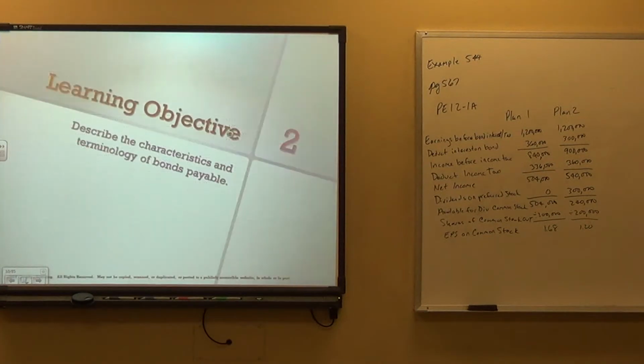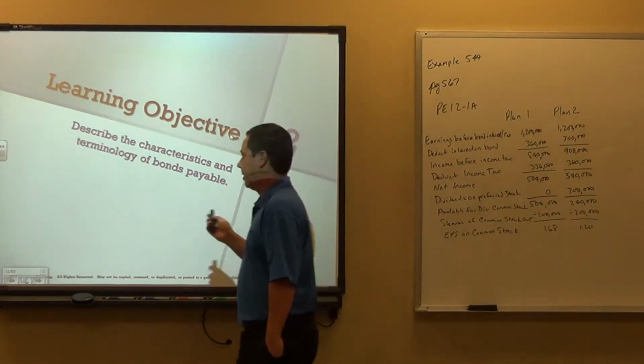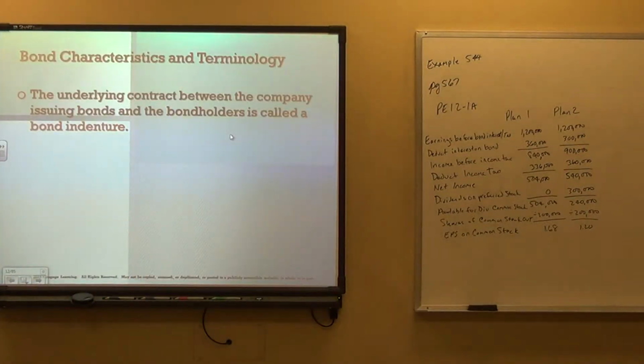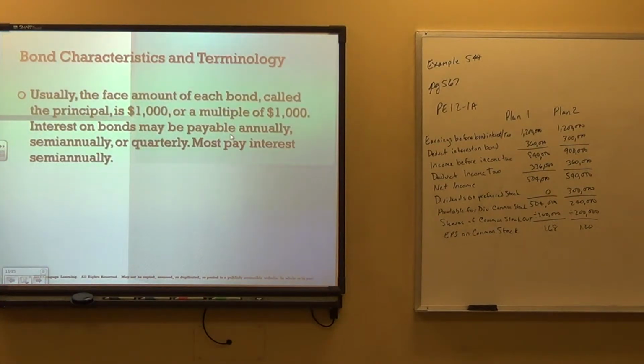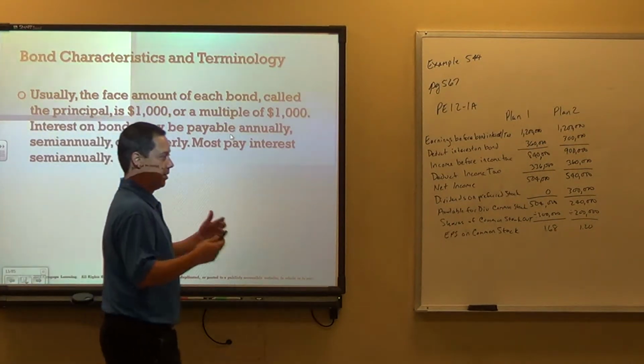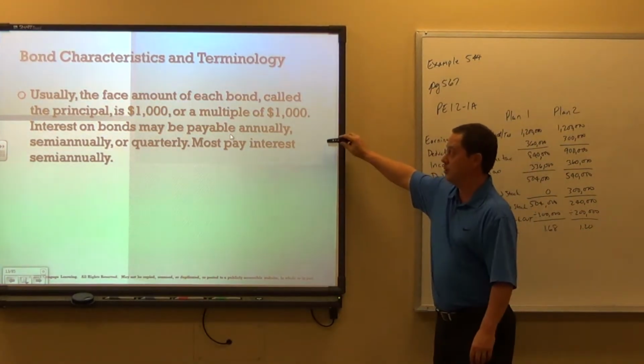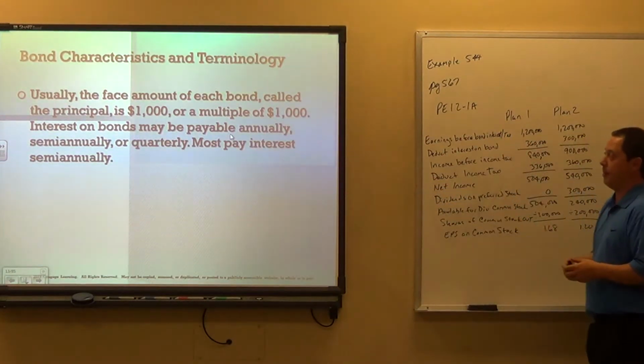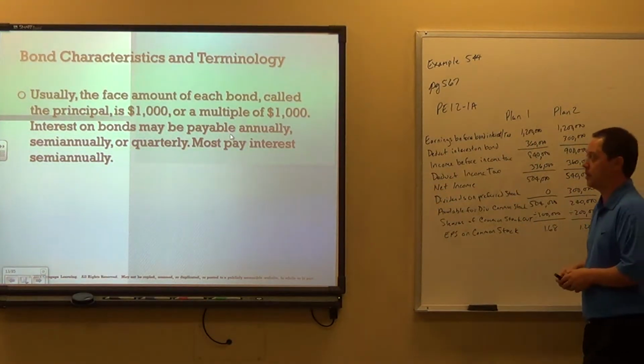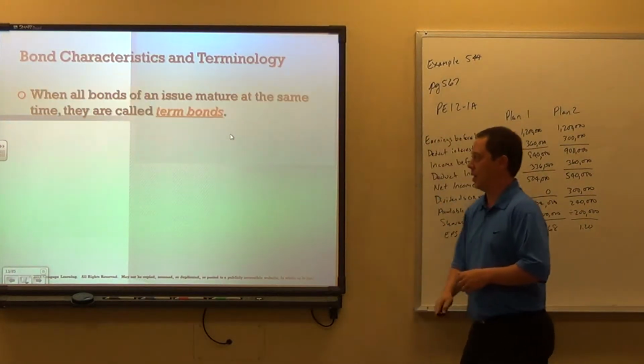All right. So next thing I want to take a look at here is the characteristics and terminology of bonds payable. What does it basically mean? What do we see here? You're going to see this word a few times. The contract between the company issuing bonds and the bondholder is called a bond indenture. Usually the face amount of the bond is called the principal. It's usually in multiples of 1,000. And interest may be payable annually, semi-annually, or quarterly, and most pay interest semi-annually. But you can see it in a variety of different ways.